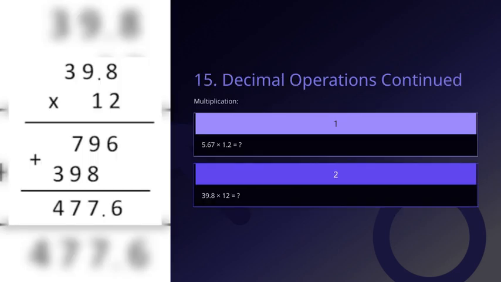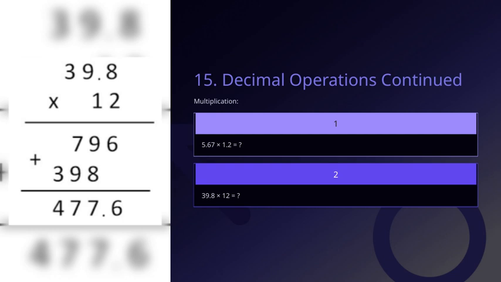Now, let's move on to some multiplication with decimal numbers. First, we have 5.67 multiplied by 1.2. To solve this, I like to think of it as multiplying 567 by 12 and then adjusting for the decimals. It's a good way to keep the math straightforward and avoid confusion.